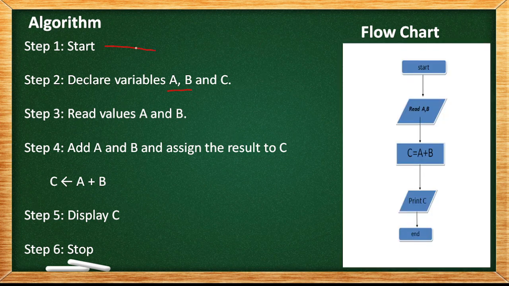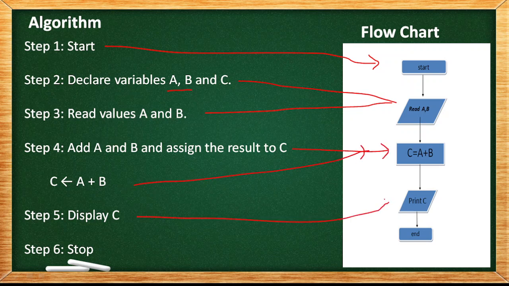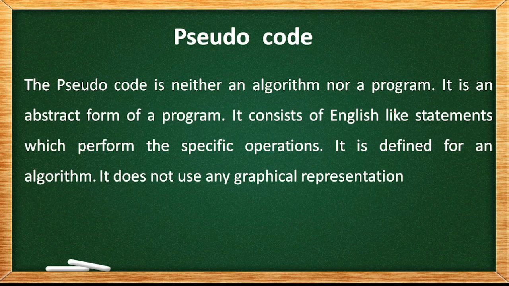For starting and declaration purposes we use this symbol. For reading the values we use these symbols, and for adding we use this one. In the same manner, to display your output we use these symbols. To stop your program we use this symbol. So the words we write in an algorithm are shown in a diagrammatic or picture representative manner.